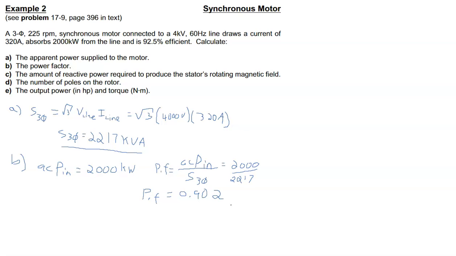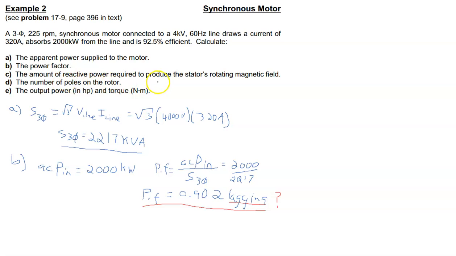Can we do that here? And the reality is that we don't know. We'll assume that it is lagging. But we don't really know if it's lagging because we're not told if it's underexcited or overexcited. If it's an induction motor, we can assume lagging, right? For a synchronous motor, unless we're told otherwise, we'll assume that it is lagging because that's what makes the most sense, right?